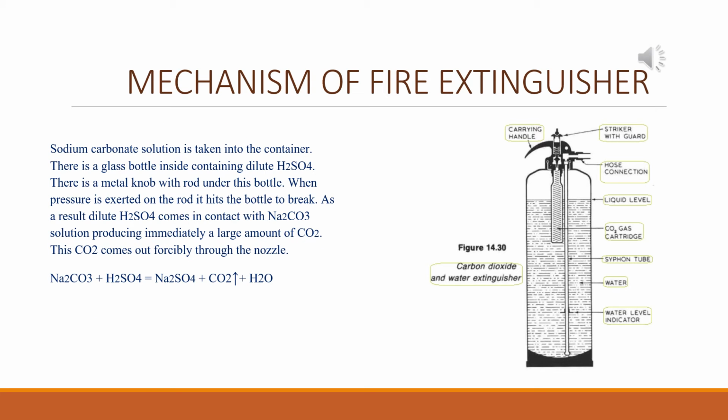Mechanism of fire extinguishing. Carbon dioxide is heavier than air, so it covers the fire sitting on it. Carbon dioxide doesn't burn, so the fire gets extinguished in absence of oxygen of air. In this diagram, a fire extinguisher is shown. It consists of a container having metallic wall. Sodium carbonate solution is taken into the container. There is a glass bottle inside containing dilute H2SO4.